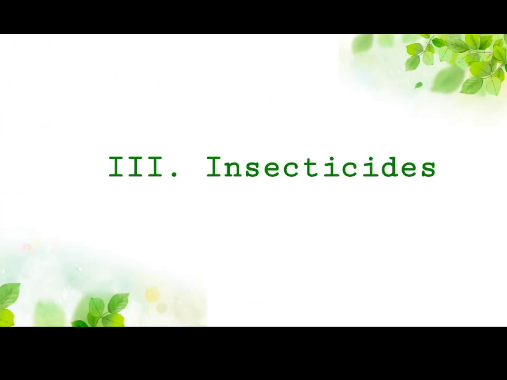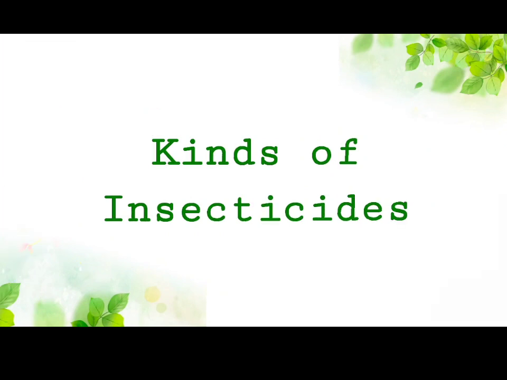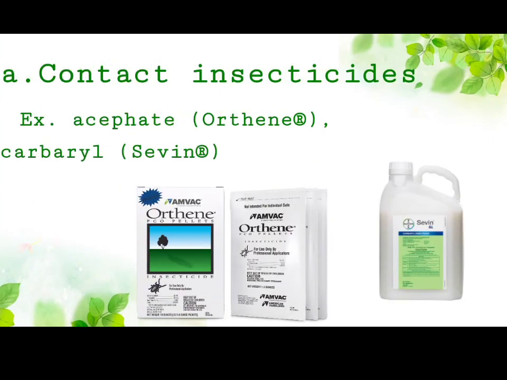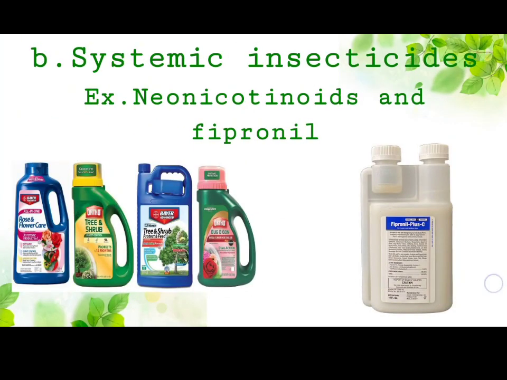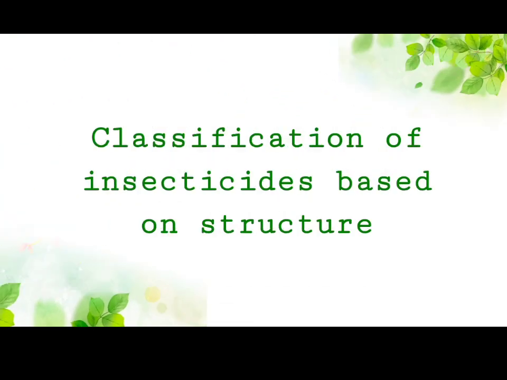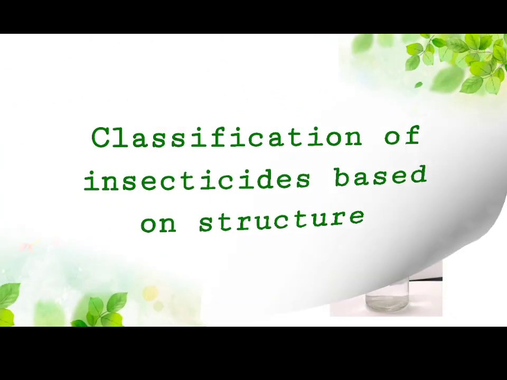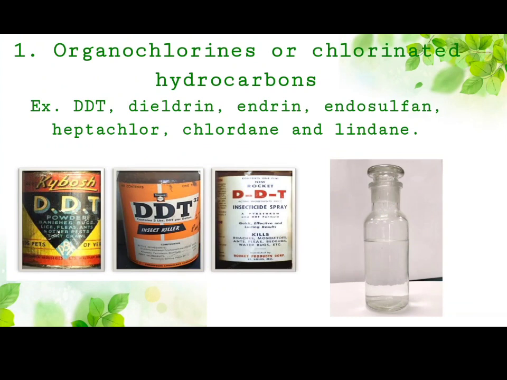And lastly, insecticide. The kinds of insecticide. We have contact insecticide. Examples are acephate or Orthene and carbaryl or Sevin. Systemic insecticide. Examples are neonicotinoids and fipronil. Classification of insecticide based on structure. We have organochlorine or chlorinated hydrocarbons. An example is dichloro-diphenyl-trichloroethane or DDT.